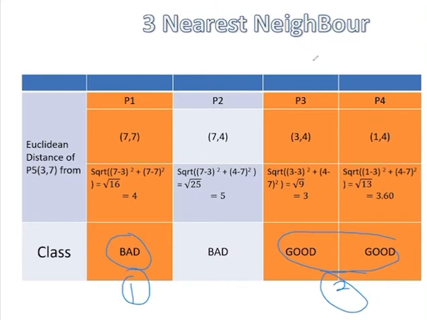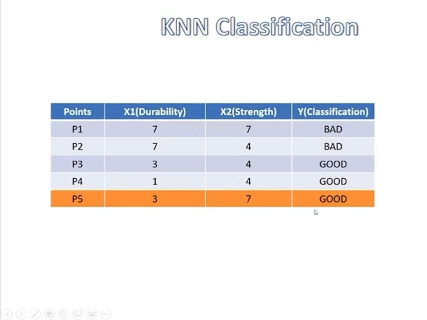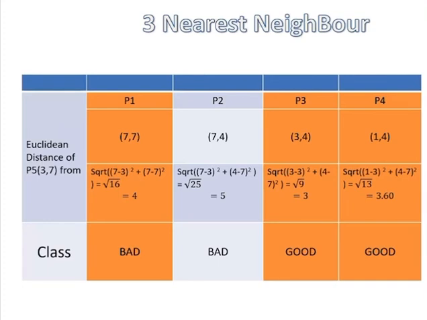Don't forget we're using the majority rule, right? That was why I'm going to call that point good. So it is going to be classified as good. Don't forget we used three nearest neighbors, and of course the number of good is more than the number of bad.